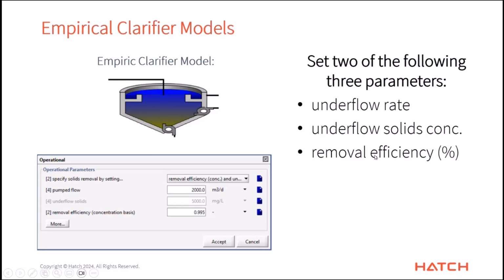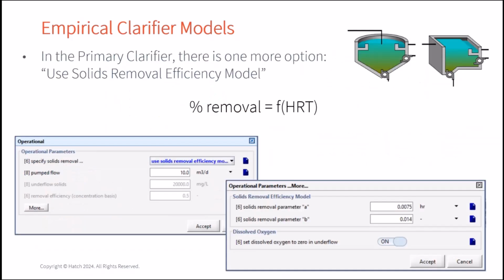You set two of these, we calculate the other one, and then by that we can figure out what is the flow and what is the solids concentration going to the underflow, and then by mass balance we figure out what the effluent solids are. So I find personally I end up most of the time doing the removal efficiency and the pump flow rate at the bottom here. That's the default setting and is the one that we often use. So basically what it's doing is it is going to adjust the concentrations in the underflow to do that mass balance.